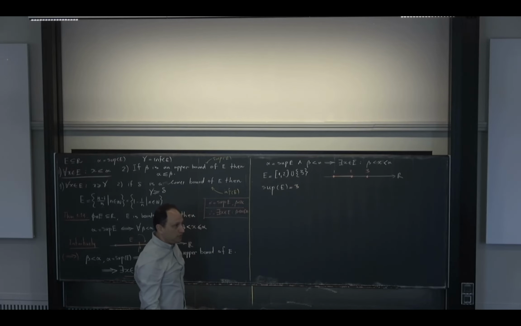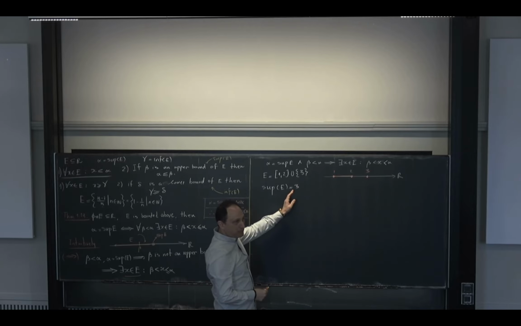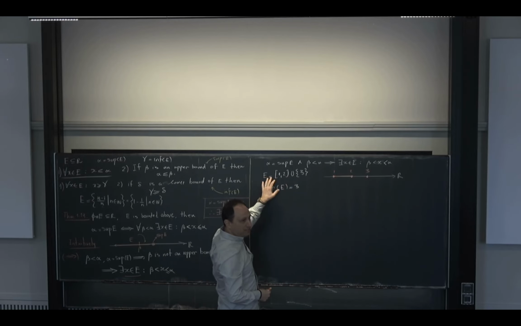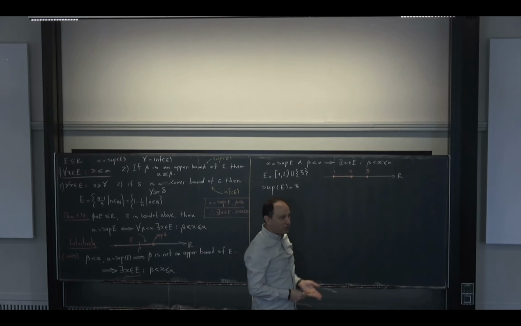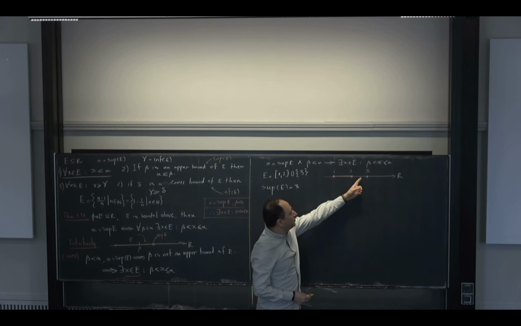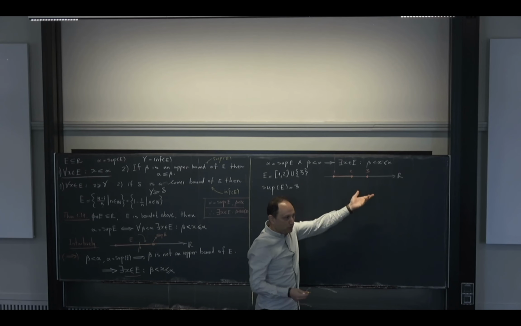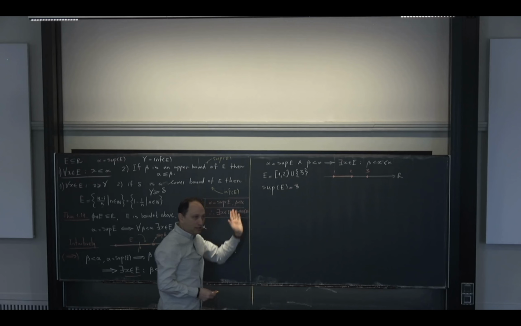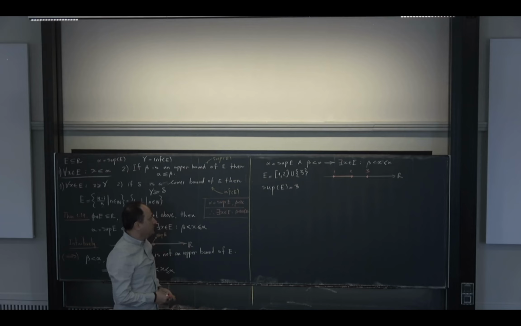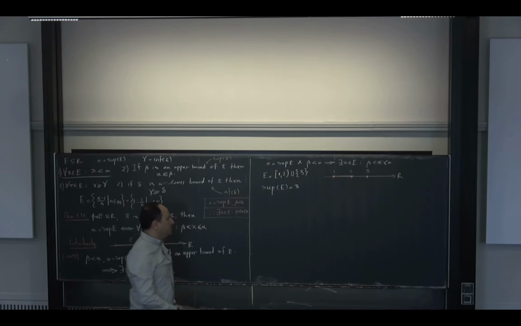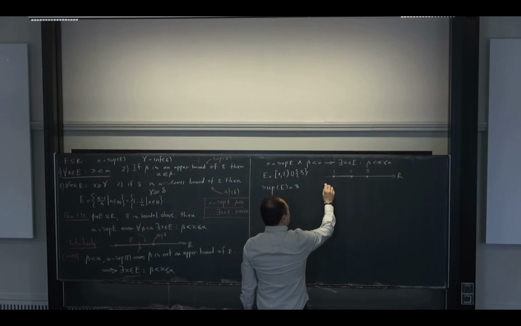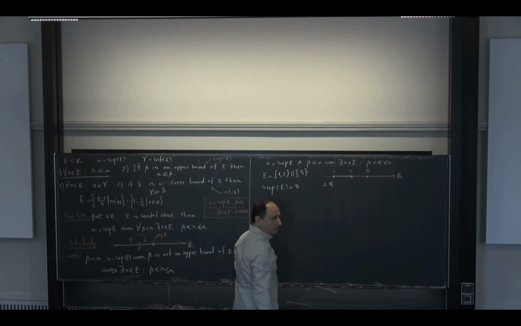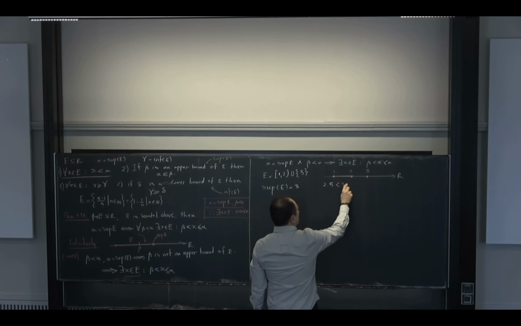Why is it 3? Because first of all, it is an upper bound. Every element inside my set is less than or equal to 3, and I cannot go below 3. For example, why is 2.5 not? 2.5 works for all of them except 3. So 3 is the smallest upper bound. Okay, so the supremum is 3. What is the infimum? 1.